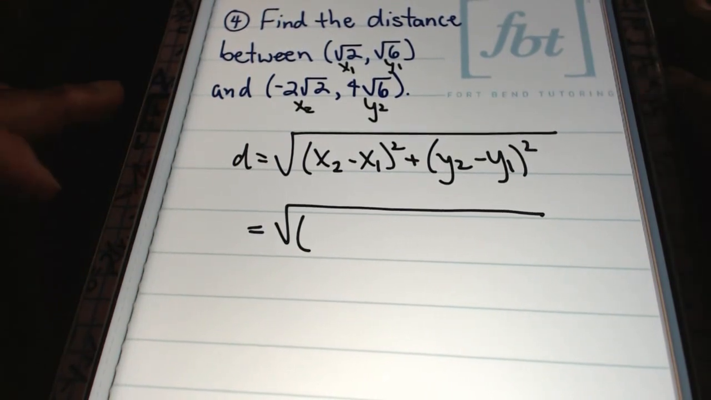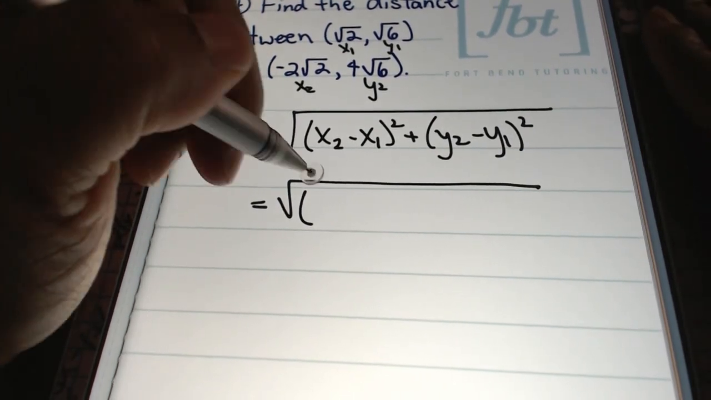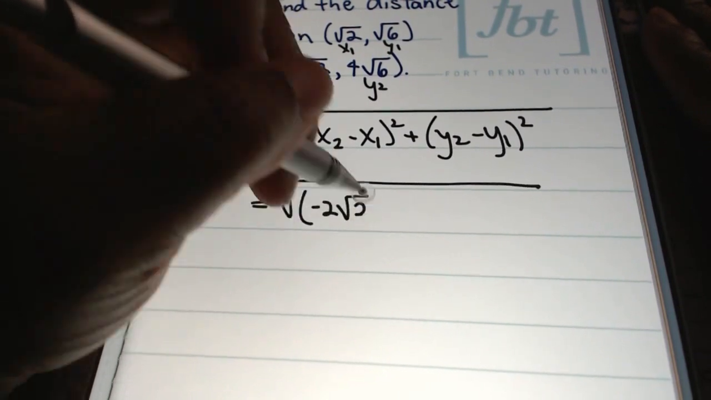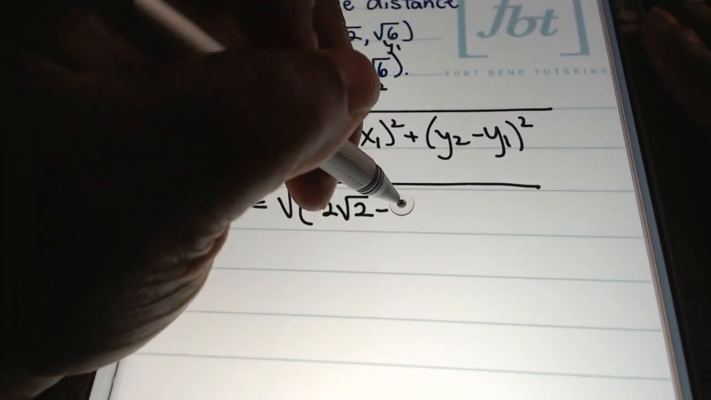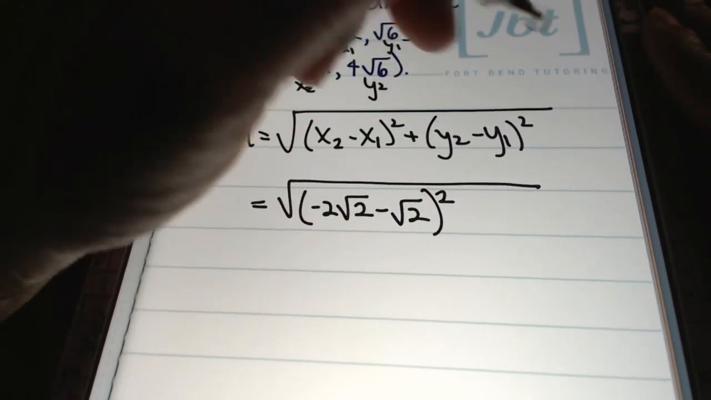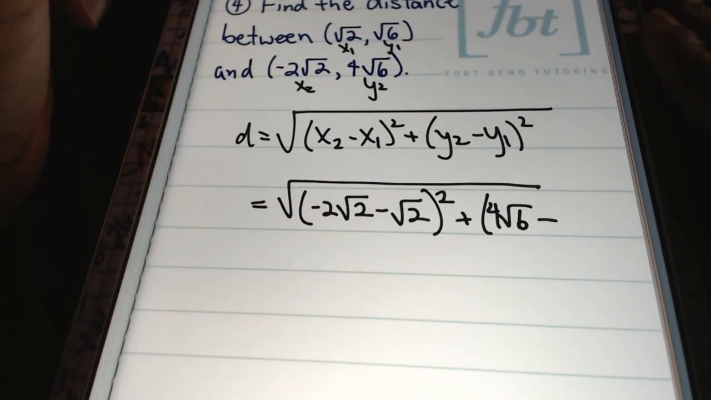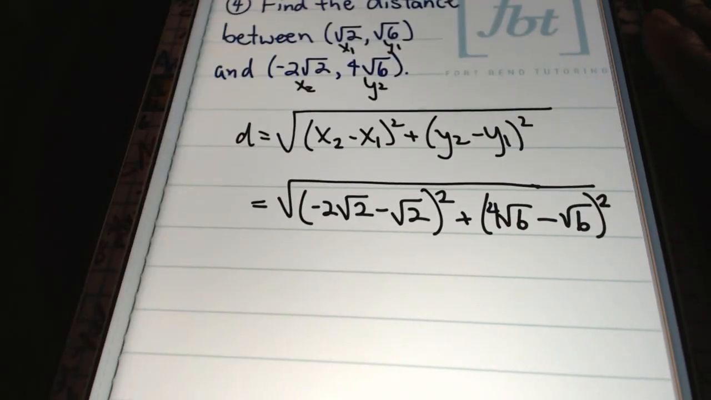So that being the case, let's plug in some values, shall we? We have x2 being our negative 2 square root of 2 here, minus our x1 value, which happens to be the square root of 2. That's going to be squared, plus our y2 value, 4 times the square root of 2... 4 square root of 6, minus our y1 value, the square root of 6 here. There we go. That result will be squared.